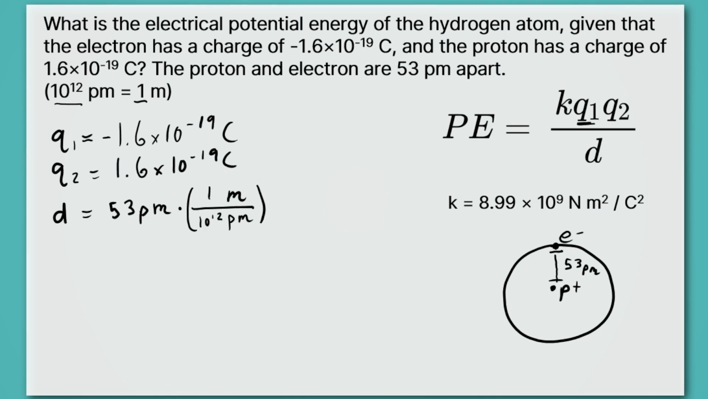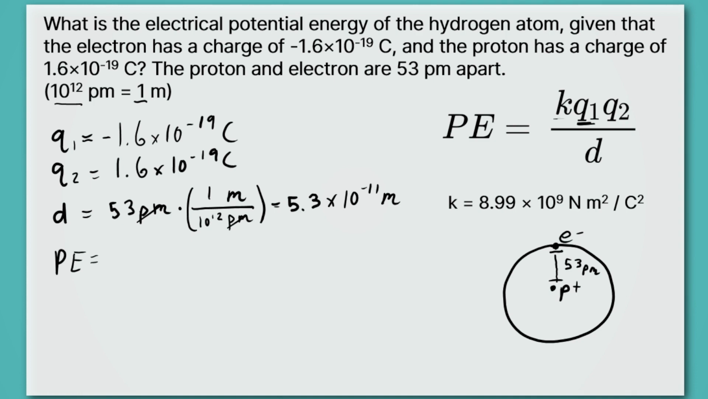So when we take 53 and divide by 10 to the 12th, we're going to get a very small distance of 5.3 times 10 to the minus 11 meters. That means there's just a very small fraction of a meter between our proton and electron, which makes sense because this is an atom, it's going to be really, really small. All right, let's calculate the potential energy now.